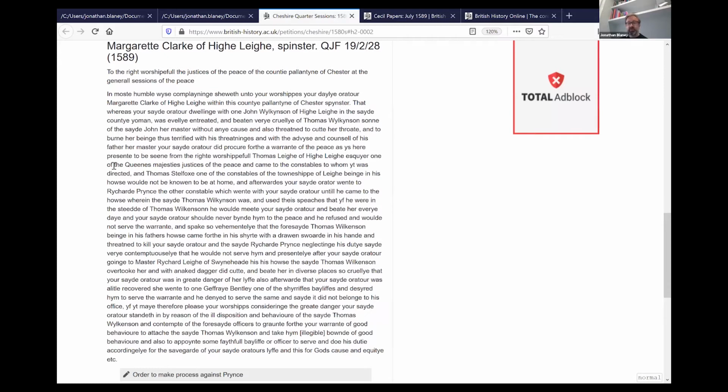So she took her petition to the local court when she could. And what she's alleging here is that she, a live-in servant, was abused, beaten up by her master's son, who also threatened to cut her throat and burn her. She complained to the local constables. The first one pretended not to be at home. The second one actually threatened to beat her up himself. You can read this petition yourself if you want to read the details. And so she's petitioning for redress at the quarter sessions.